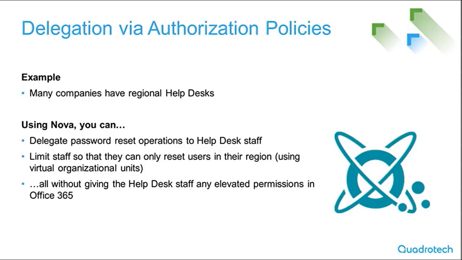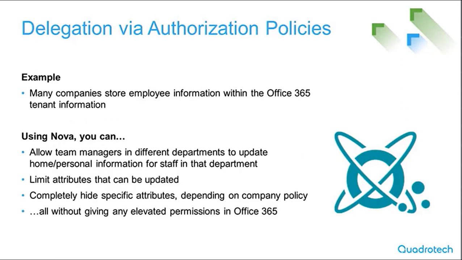You can allow a regional help desk to reset passwords for end users, but only users in their region. You could allow a team manager to update some information within each user's profile, but not be able to update the home address, for example. You could even hide some attributes, like home phone number, entirely if required by your business policies.